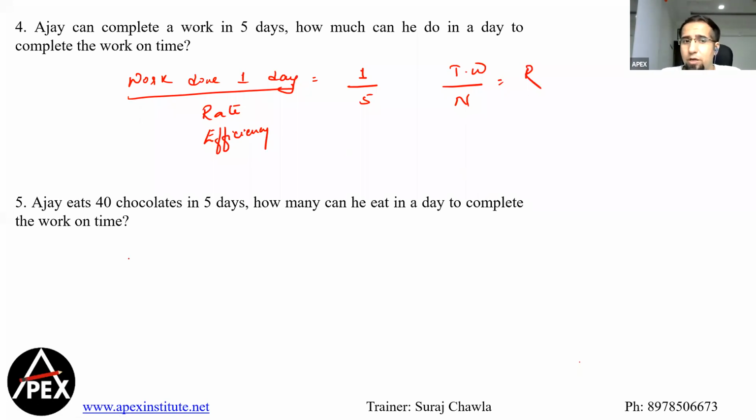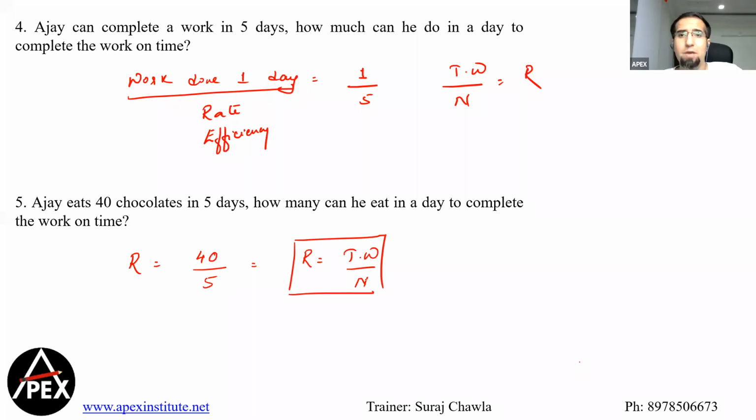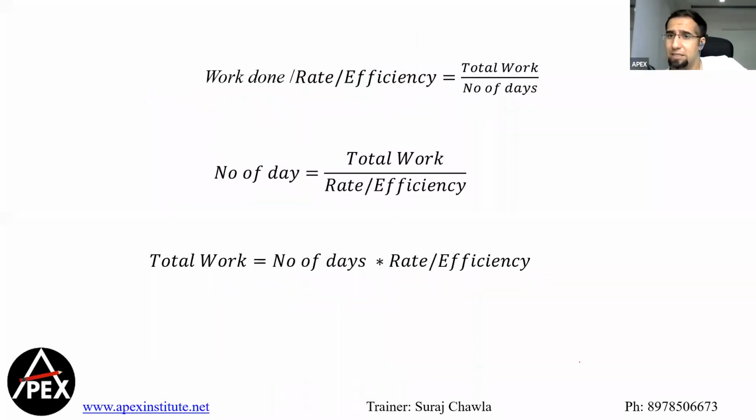And the same thing we are doing here. Work done per day is equal to total work by number of days. So R is equal to total work by N. This whole chapter will be based on this simple concept only, guys. We will be learning this concept in today's class, and how efficiently we solve questions to simplify our calculations.